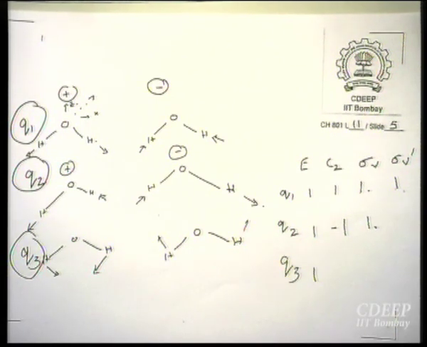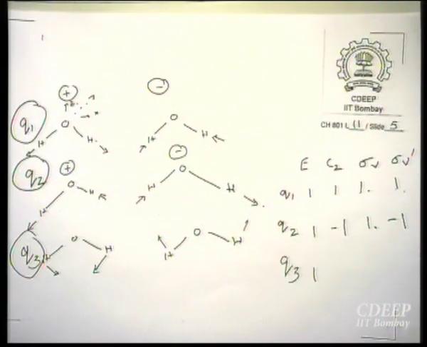What about sigma V dashed? That we now understand, minus 1. Not plus 2. Okay, what about Q3? Bend. If you apply C2, then what happens? This is plus, this is minus, don't forget. So, if I apply C2, then what happens? Same, 1.